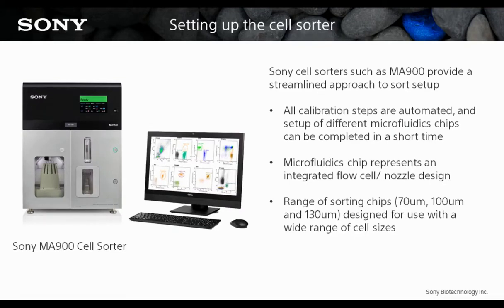So let's review all the steps of setting up a system for sorting. A systematic and streamlined approach to sort setup is possible when using an automated cell sorter like the Sony MA900. On this system, the microfluidics chip represents both the flow cell and the nozzle and is available in different sizes to support sorting of different cell types.